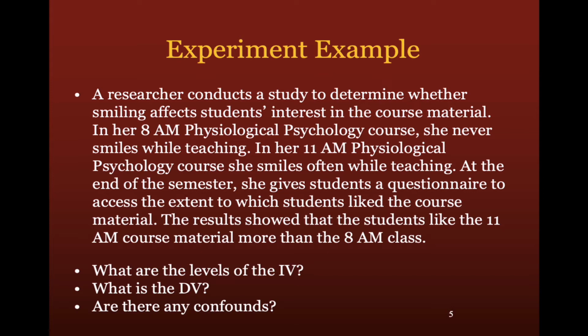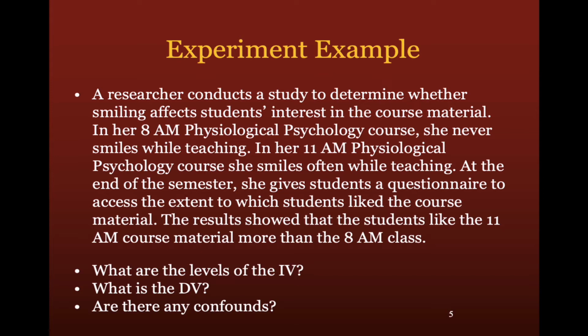All right, so the independent variable is smiling, so either she's smiling or she's not smiling. Those are the different levels. What's the dependent variable? You're looking at how much the students liked the course. So maybe you ask them on a 1 to 7 scale, how much did you like the course? And higher scores mean they like the course more. So the question is, are there any confounding variables here?